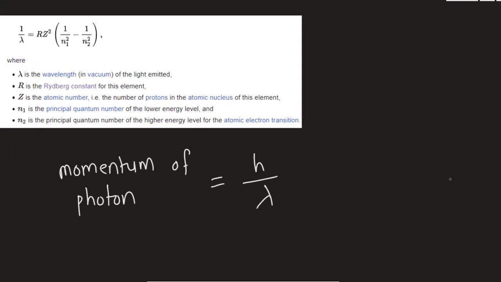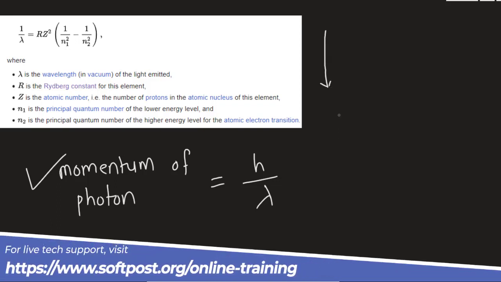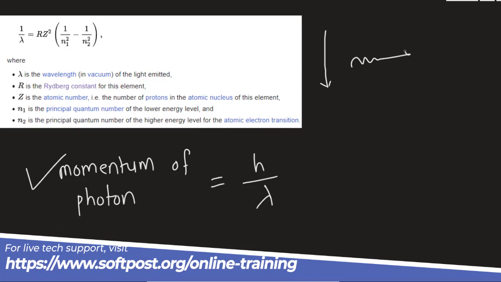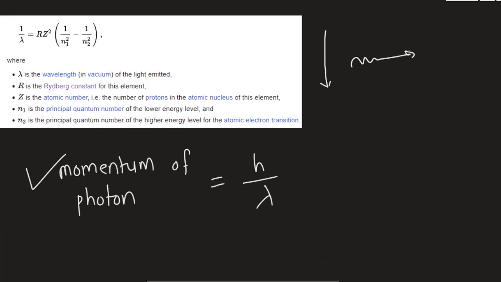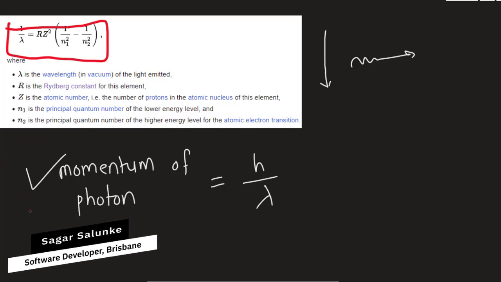So friends, in this video, I will be talking about how we can calculate the momentum of a photon. When the electron comes from the higher energy state to the lower energy state, photons are emitted of specific wavelength. So when the photon is emitted, we can calculate its wavelength using Rydberg's formula. This formula can be used to calculate the wavelength of the photon that has been emitted.